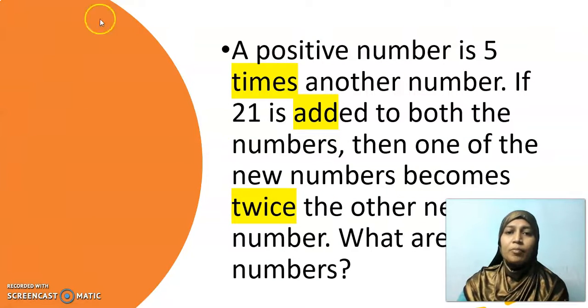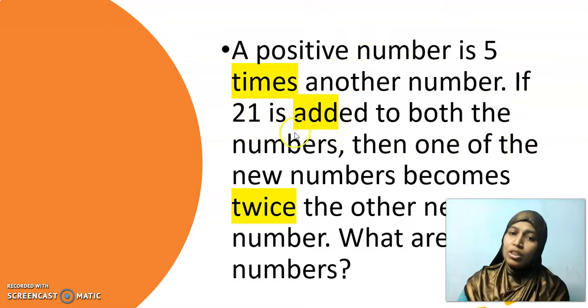See here: a positive number is 5 times another number. If 21 is added to both the numbers, then one of the new numbers becomes twice the other new number. What are the numbers? If you read it once, surely you will not get any idea. So read again and try to understand.